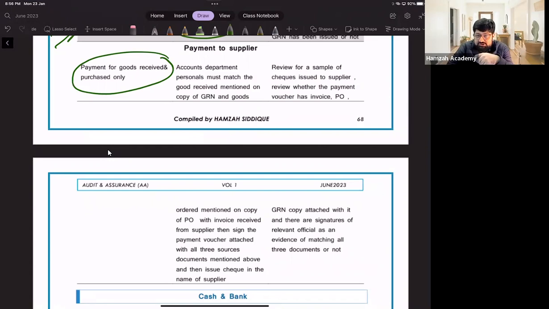We have received goods, four items, and they're sending us a bill for another four items, or some different amount of goods. So what should we do?